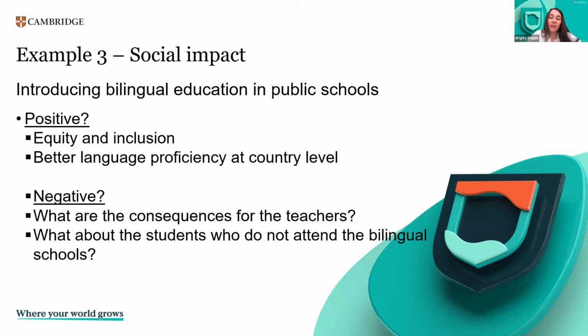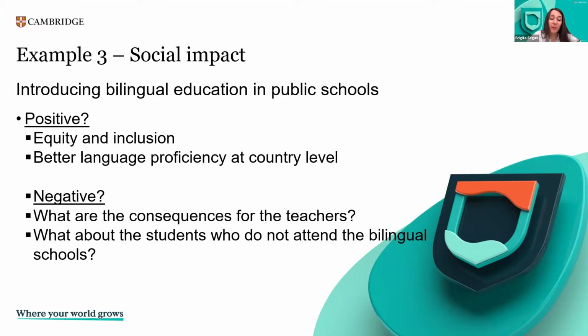And my final example is from the area of social impact. So I'm very much thinking about broader society, you know, country level. So let's say we're introducing a program of bilingual education in public schools in a given country. What could be some of the positive impacts of that? Well, it can definitely help with equity and inclusion because, let's say, we are using English plus another language education, right? So that education model is available to everyone, regardless of their income, their background, their socioeconomic status. And in the long term, it helps to ensure better language proficiency at country level.